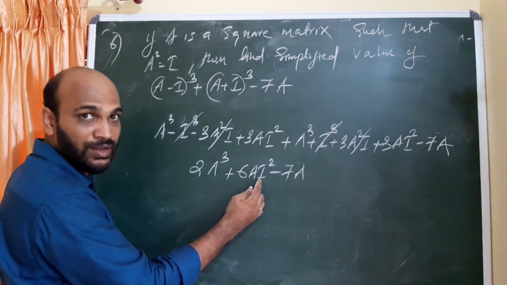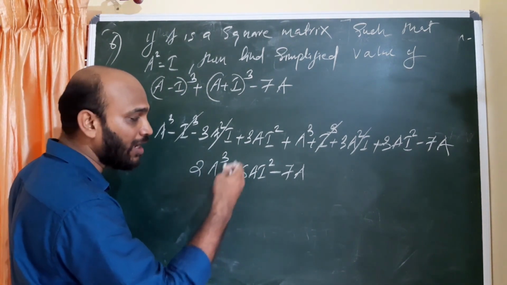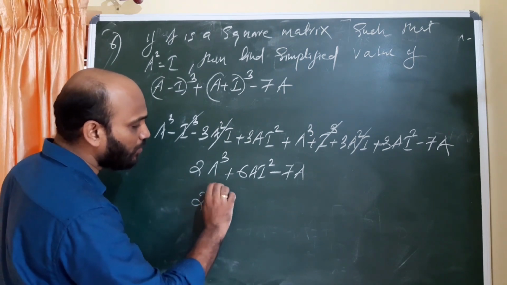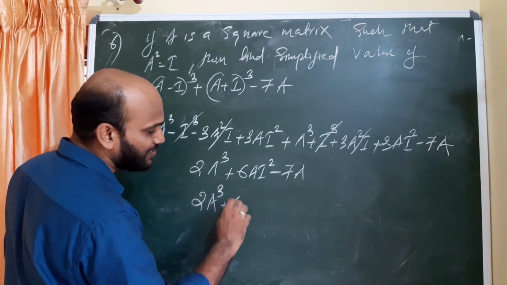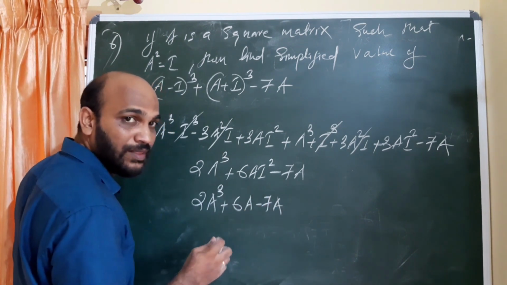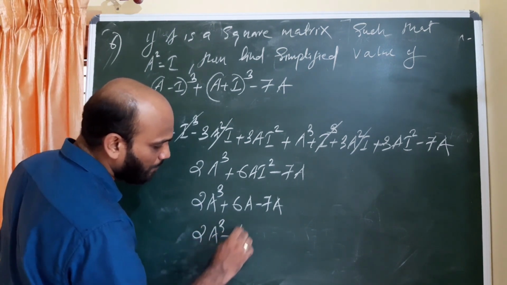What about I square? I square equal to I. So A into I we will get. A into I equal to A. So this is equal to 2 into A cube plus 6A minus 7A. What is 6A minus 7A? Equal to minus A. So 2A cube minus A.